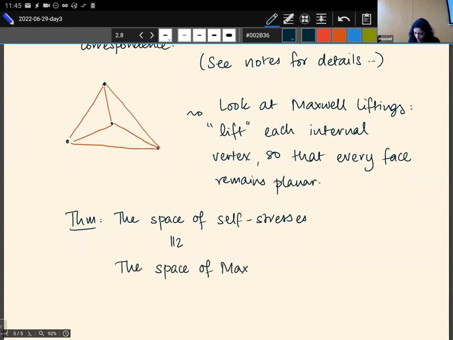So it's this crazy physicsy thing that you have to do. But now, apparently, for pointed pseudo triangulations, if you really think about computing Maxwell liftings, you can compute them and see that you don't have any.